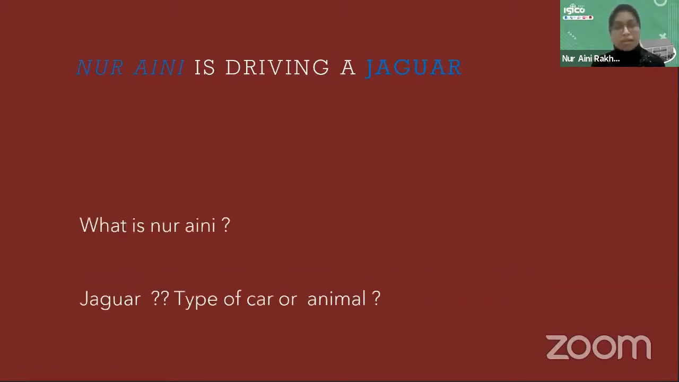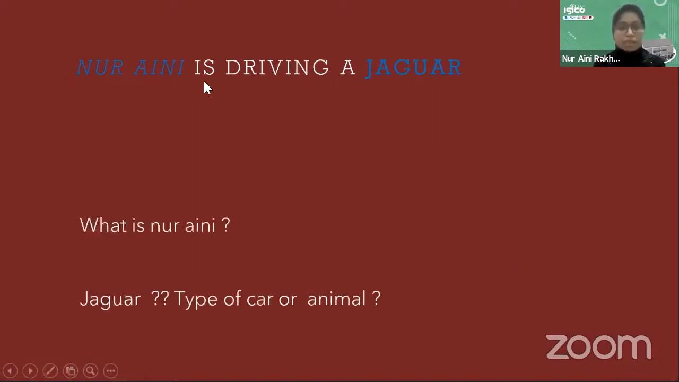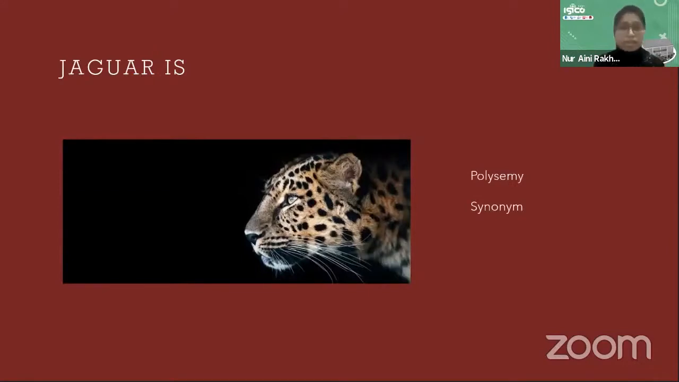Okay, so actually, who is Nur Aini? What is a Jaguar? Is it a type of car or an animal? There's a problem because the browser only interprets the formatting of the italic and the bold. The browser doesn't know whether Jaguar is a type of car or an animal. That's why we need a knowledge graph to make the machine, the application, understand, because the browser is for humans, not for applications, not for the machine.